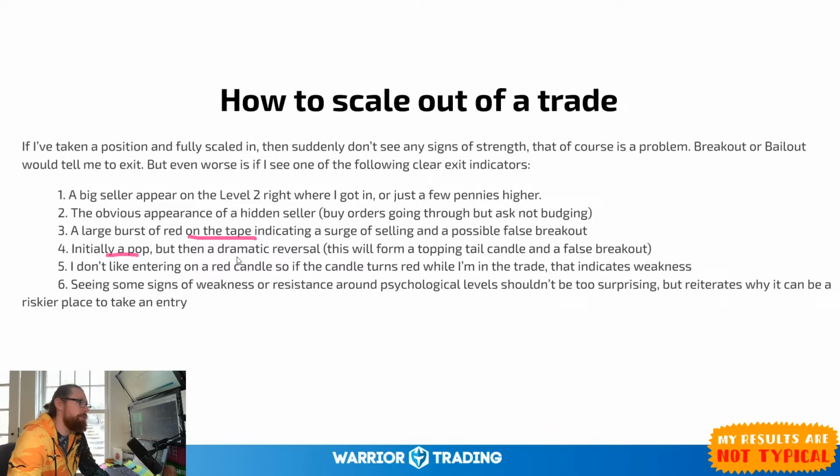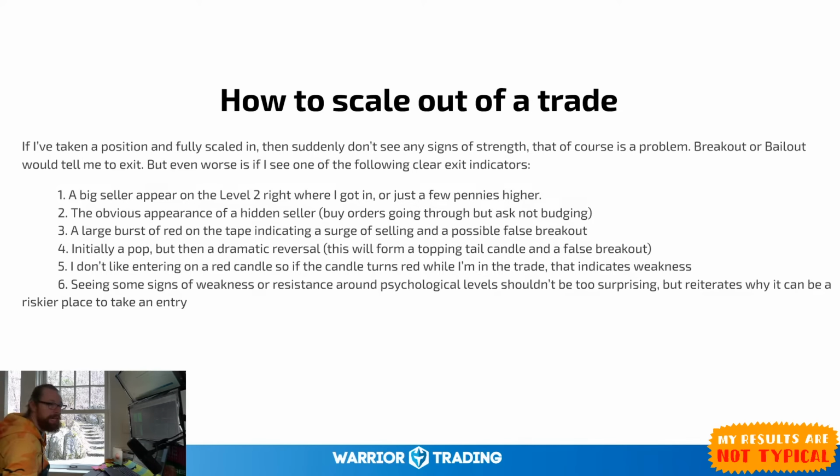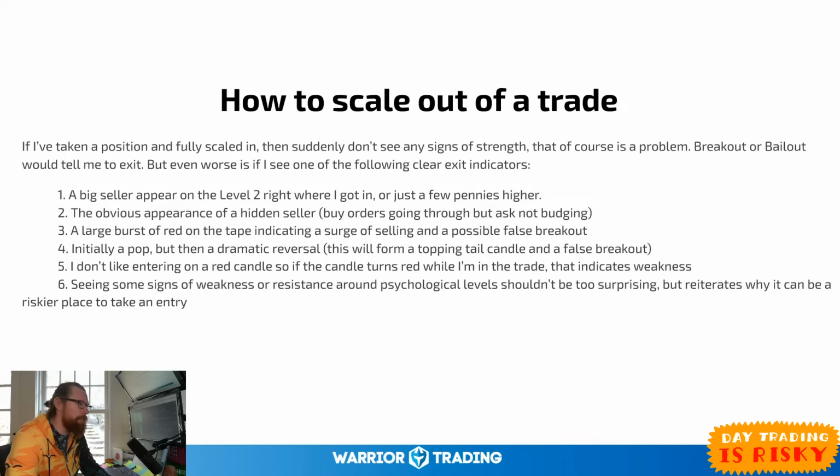Initially a pop, but then dramatic reversal. Again, same thing, forming a topping tail, false breakout. That's a problem. I don't like entering on a red candle unless that's my starter and I'm buying a dip. So if I'm in with pretty good size and the candle turns red while I'm in the trade, it's obviously an indicator of weakness. I should probably get out of the trade.